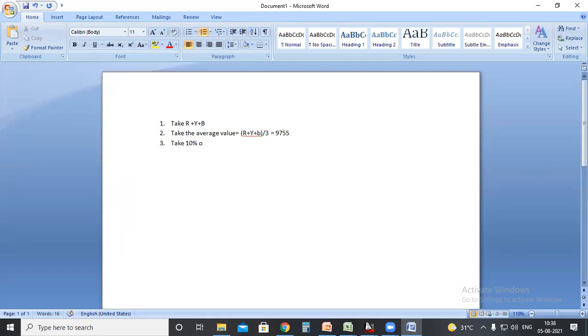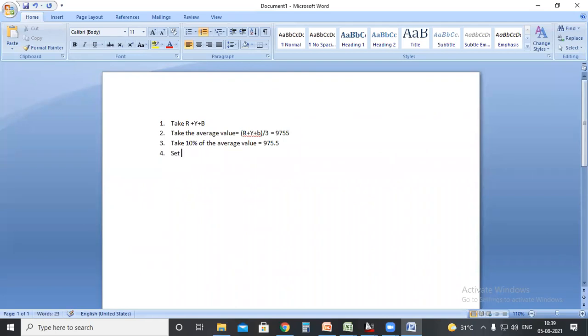So the next step is take 10% of the average value. What is 10% of 9755? You can just multiply it with 0.1. 9755 into 0.1. Yes, 975.5. So 10% of the average value is 975.5.